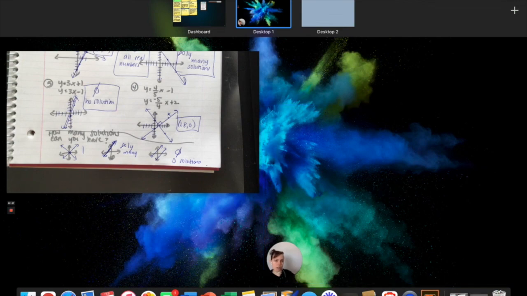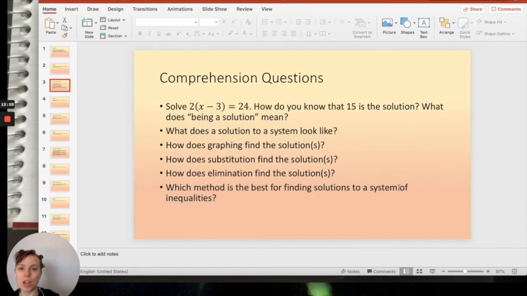I need this one. There we go. Comprehension questions. So solve 2 times x, the quantity of x minus 3 equals 24. How do you know 15 is a solution? What does being a solution mean? What does a solution to a system look like? And now we're going to explore two different methods to solving a system. Substitution next, and then elimination.